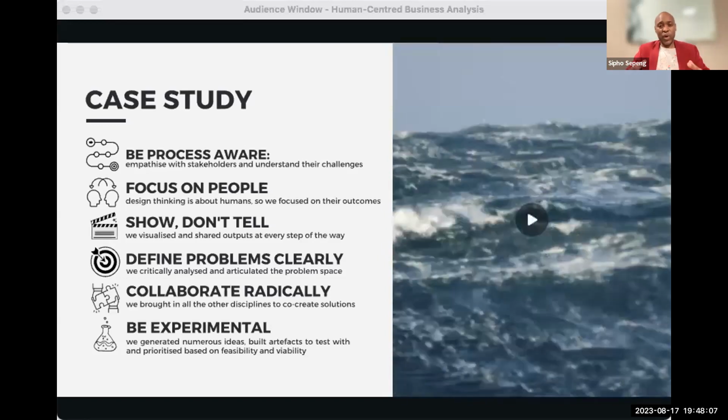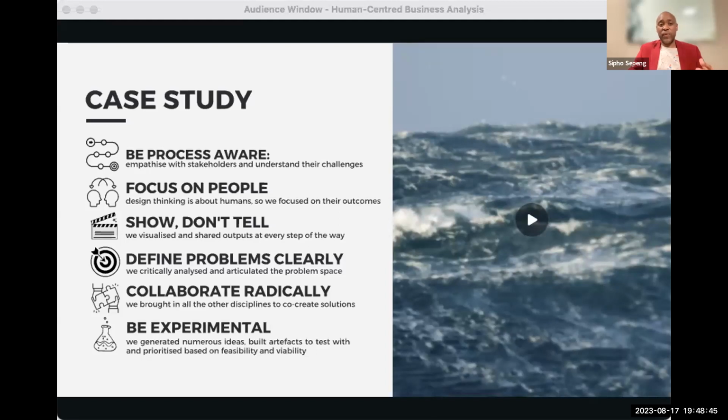And so this is where we applied the design thinking process and started off by just being process aware. We empathized with our stakeholders, not just the end user or the customer, but we looked at our internal stakeholders to try and help them understand how design thinking could help them get to a solution, and outline the process for them. And so this was critical to really get their buy-in.